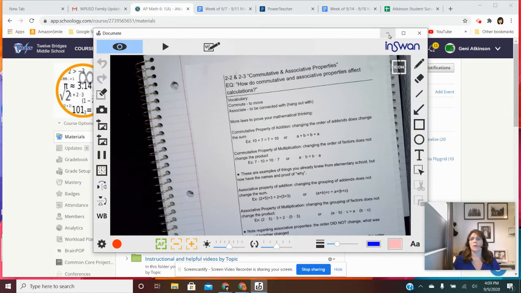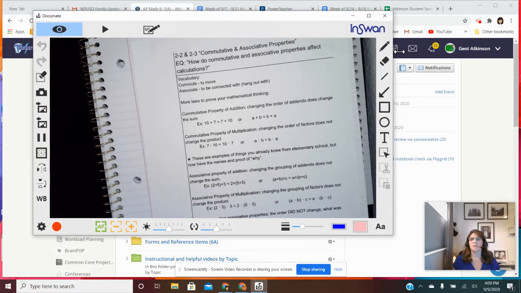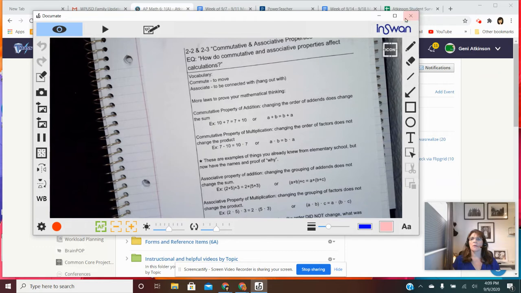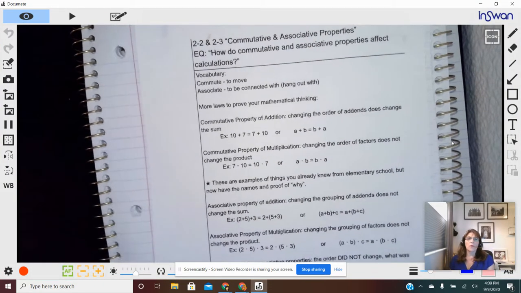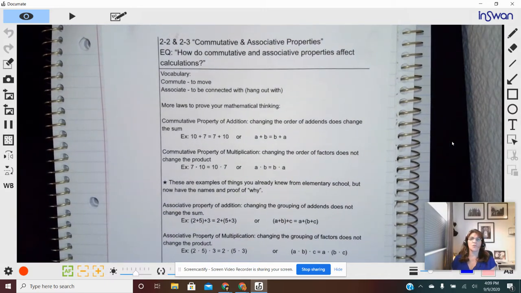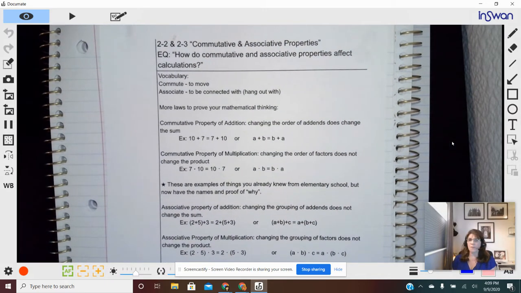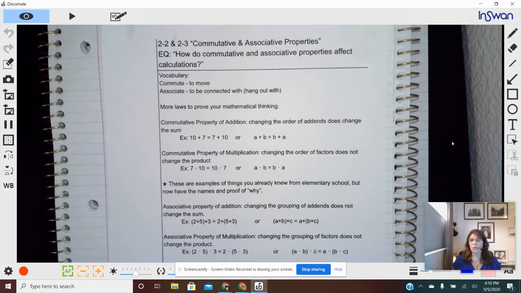Just a quick lesson today, or what I hope is a quick lesson. Let me make the screen a little bigger. There we go. So the lesson today is topic 2, lessons 2 and 3, and we're going to be learning 2 more properties. Now, as we stated before, properties are the laws that make math true.